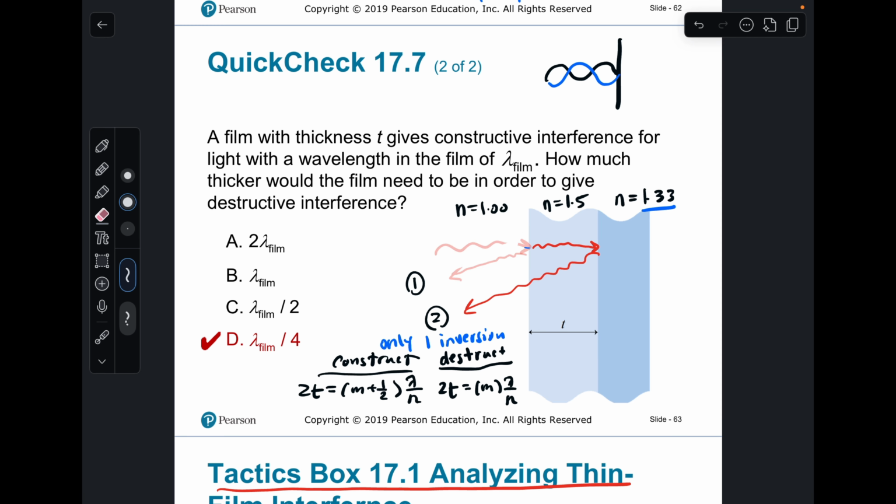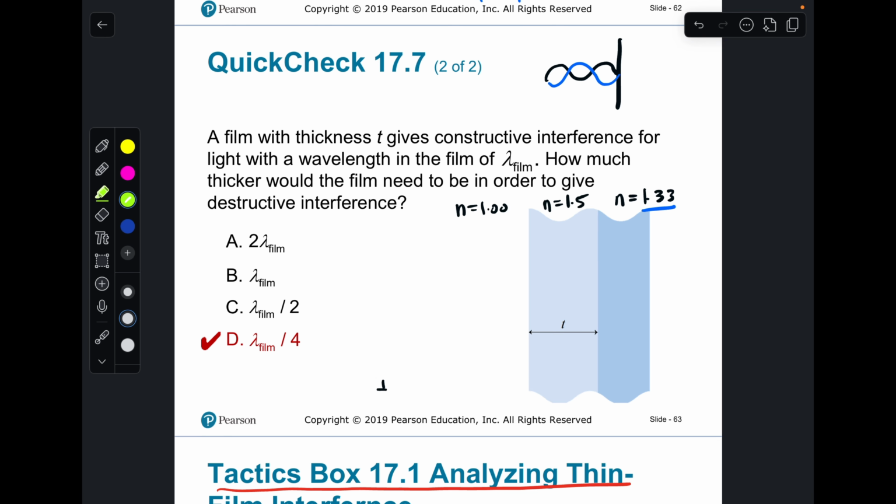So I picked some sample. This is not related to this example. This is just determining whether or not you need to use the constructive interference for 1 phase shift or for 0 or 2 phase shifts. So here I have an index of 1, an index of 1.5, and an index of 1.33.